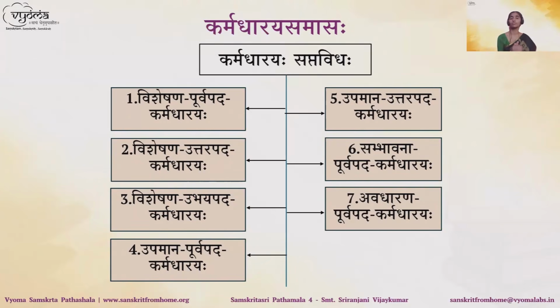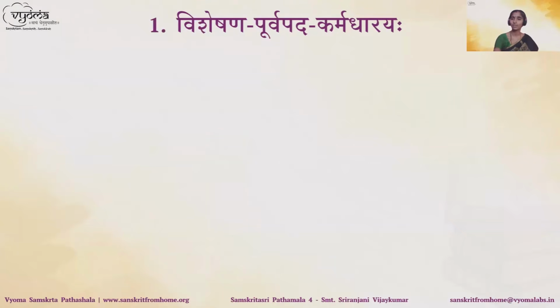Upamana purva pada. So we will see what is upama. We will learn about it. So purva pada is an upamana vachaka. Then upamana uttara pada means uttara pada will be the upamana vachaka. Then sambhavana purva pada, we will learn what is sambhavana and avadharana. But from the name of the samasa only we will know which is the purva pada and which will be the uttara pada. So we will see these types, simple types, it's not so complex.